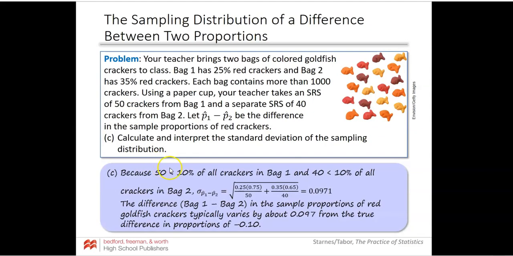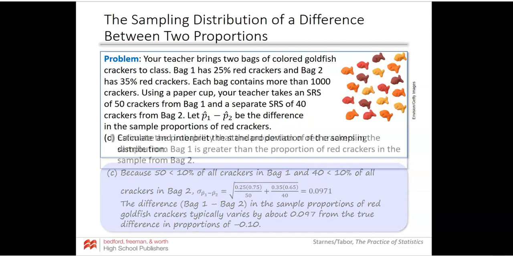0.097, okay? And we should also check that it's less than 10%. So don't forget to do that, because 50 is less than 10% of all the crackers; there were at least 1,000 in each bag. There's quite a few. So 50 is less than 10%, 40 is less than 10%. That's why we were able to figure out the standard deviation using that method.